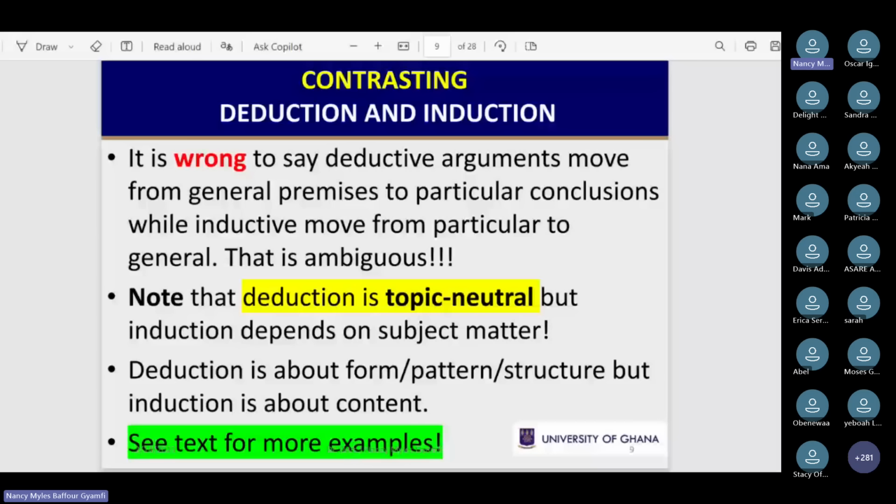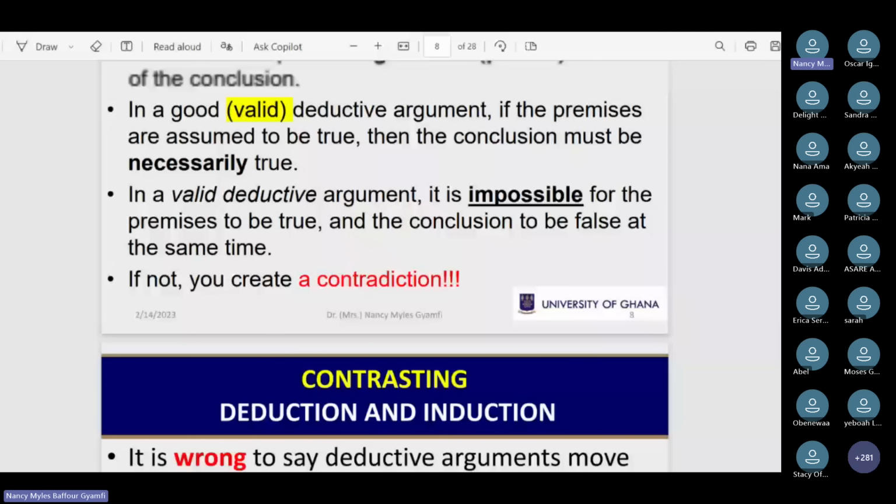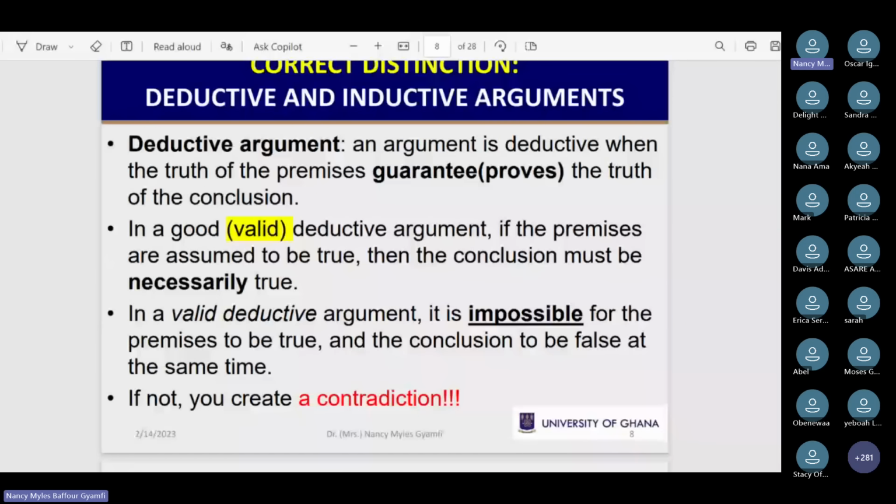Okay. So what then is the correct way of doing a distinction between deduction and induction? What I have said over and over again. For a valid deductive argument, if the premises are assumed to be true, the conclusion must also be true, else you will create a contradiction. This is not so for inductive argument, where it is possible for the premises to be true, yet the conclusion false, and no contradiction will be created. Then you top it up with your fine examples, and you are done.